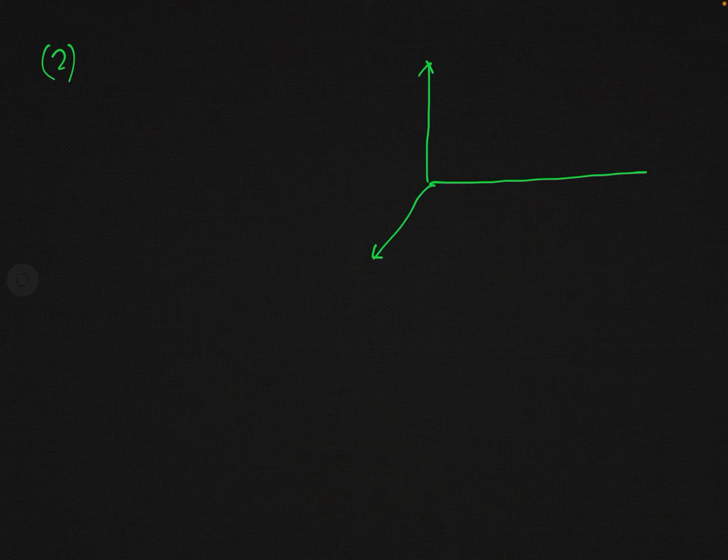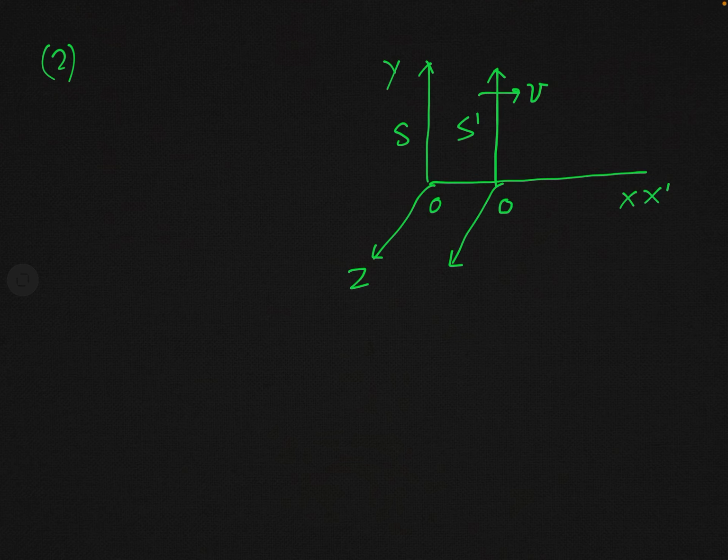See this figure. This first frame, let us say, is S, and its coordinate axes are X, Y, and Z. And the second frame is actually moving with respect to this first frame, and we consider it as a primed frame, let us say S prime, and the problem says that it is moving with a uniform velocity, let us say v, in the positive x direction.